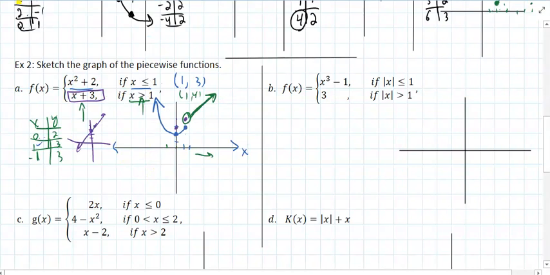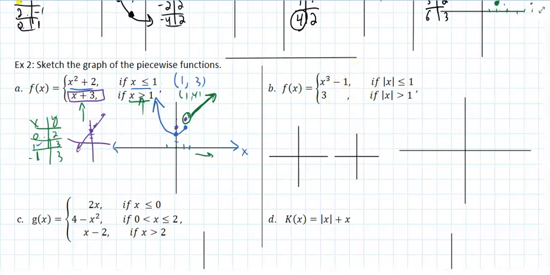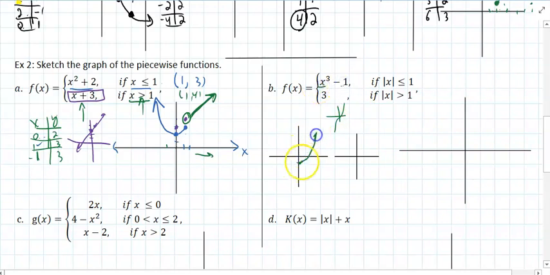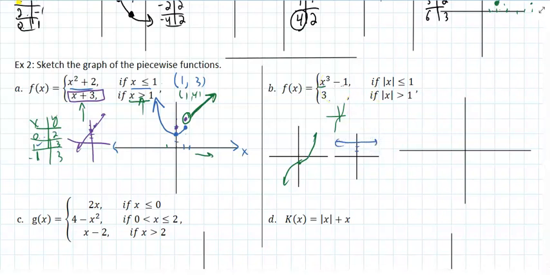Another example, so let me show you really quick. If I look at y equal x cubed minus 1. Well, x cubed looks like this. The minus 1, so when I put 0 in there, I'll get a negative 1. The graph looks like this. And the graph of y equal 3, I know how that looks. A horizontal line. But they have a restriction.